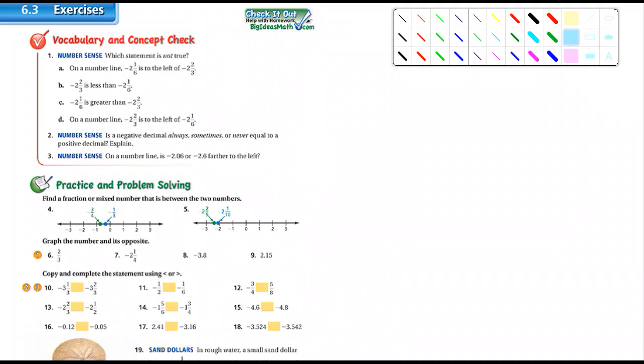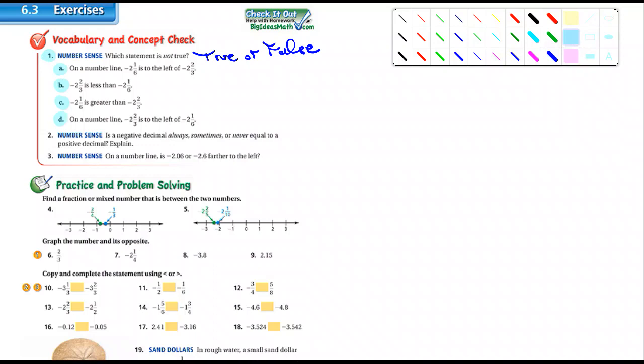Number sense, which statement is not true? For these, I just want you to put true or false. Obviously, if it's not true, then it would be false. So I want you to do 1, A, B, C, and D.